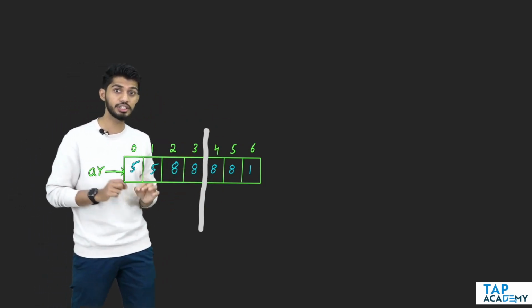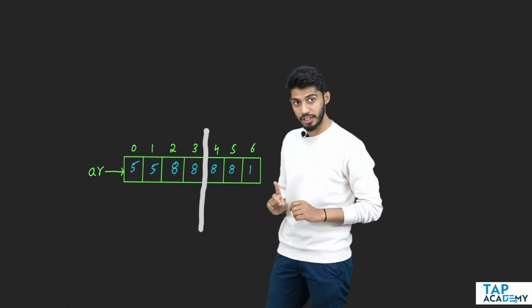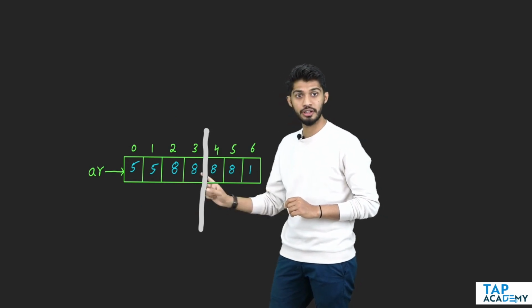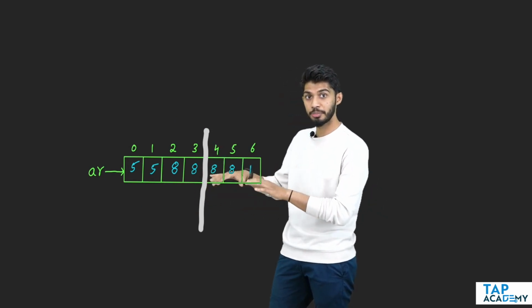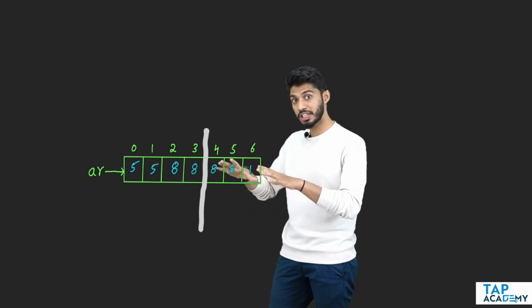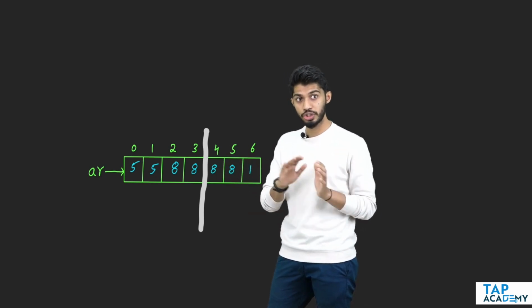So if you look at this particular array, you can clearly see that 8 is the majority in this array. So this is the basic idea behind the algorithm. Now let's see how we can write code for this particular algorithm.